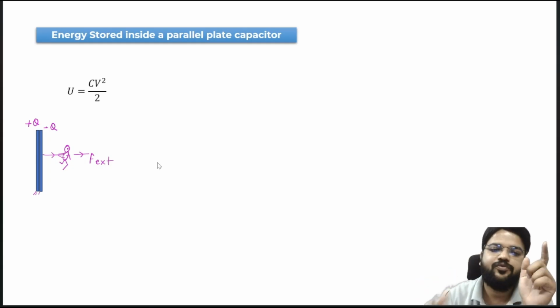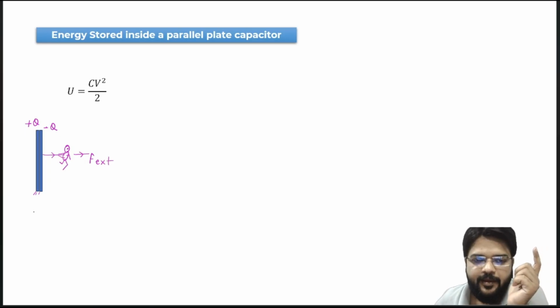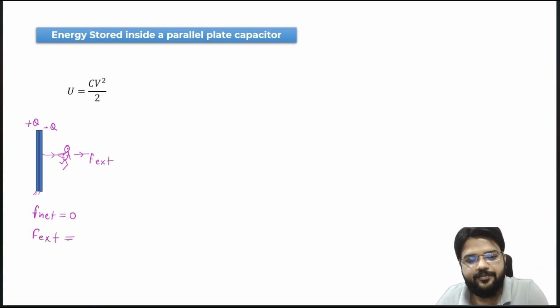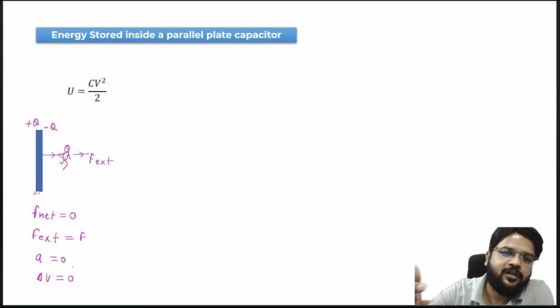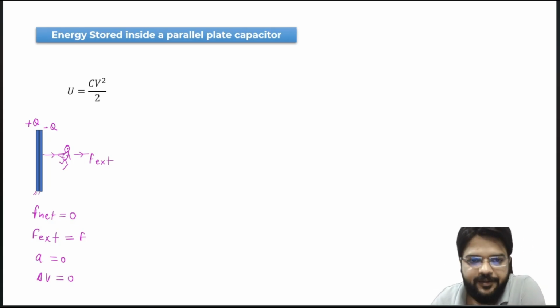But for this, the net force should be 0 on this plate. So the external force and the force between the plates should be equal. Then only the net force is 0. Correct? So the external force and the force between the plates should be the same. If net force is 0, then acceleration is 0. Then the change in velocity of this plate is 0. Then only whatever work he is doing, that work is stored as potential energy. Alright?